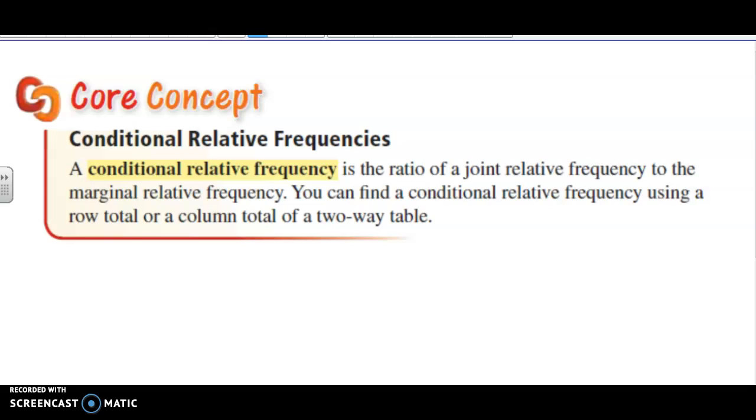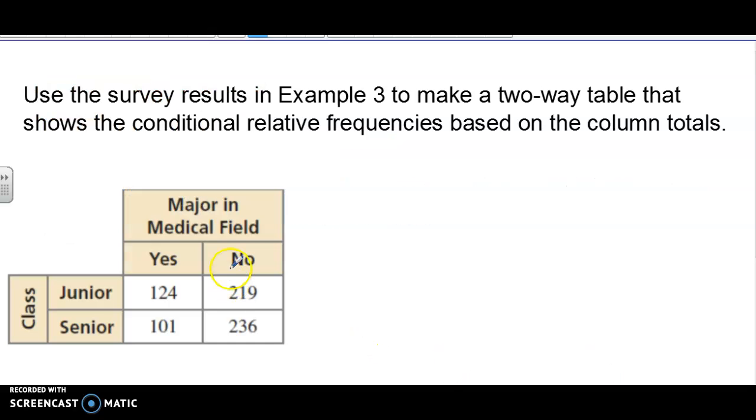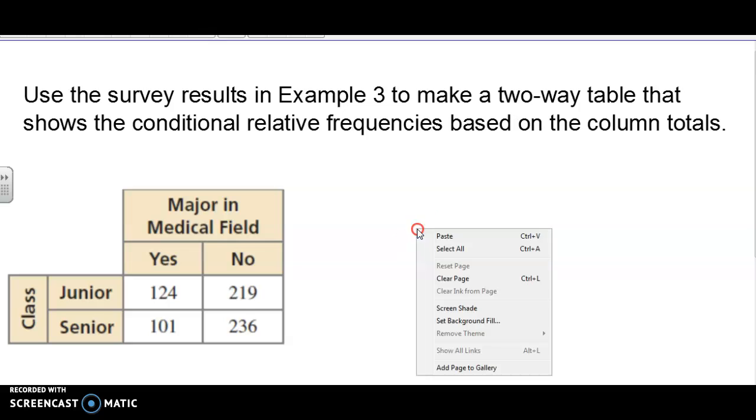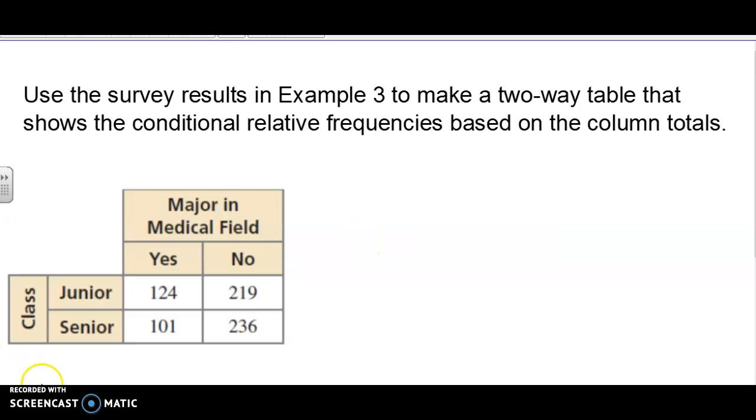So the next thing is conditional relative frequencies. Basically, instead of the total being the total of all the people surveyed, the total will be based off of either the column totals or the row totals. So if we go back to this example, example 3, make a two-way table that shows conditional relative frequencies based on the column totals. So I again am going to put in a table. If you want to pause the screen, you can draw your own. It looks just like this.